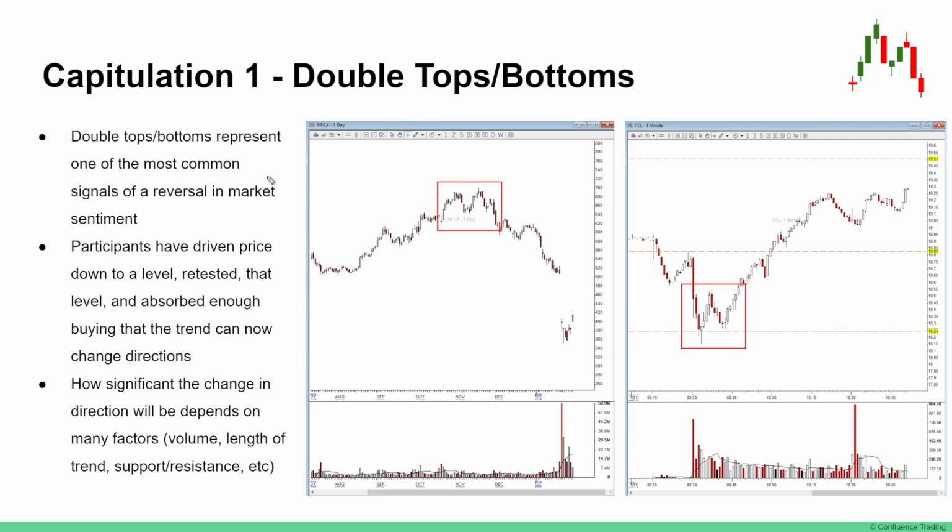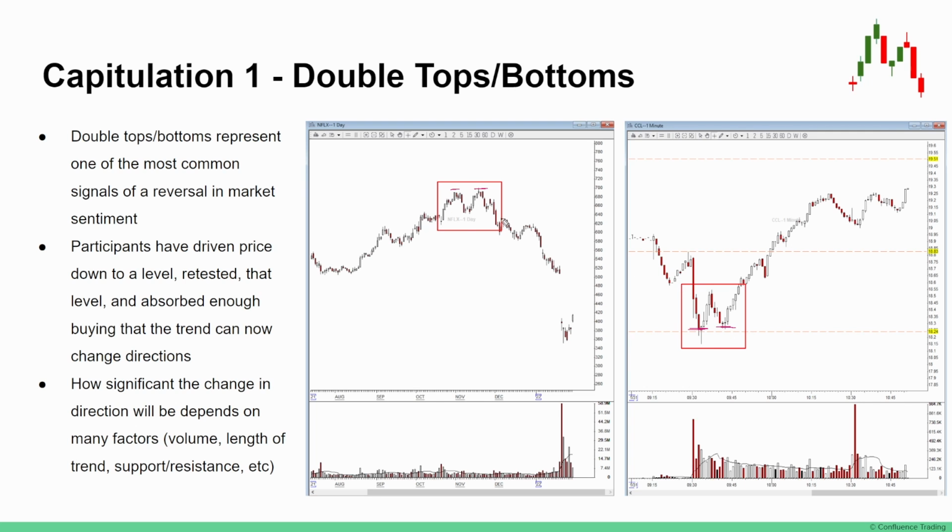With double tops and bottoms, these represent one of the most common reversal signs in the market. You can see them here on a 1-day chart of Netflix and on a 1-minute chart of Carnival Cruise Lines. You get a very clear touch, retouch of the same level, and then a break in the opposite direction. Again, same thing here on Carnival Cruise Lines.